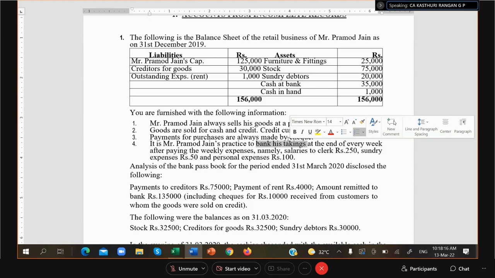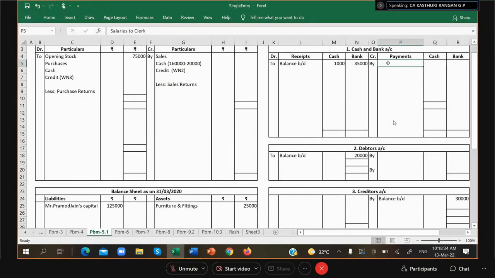What is the balance that we do not know. How much he collected that we do not know. But one thing we know: every week he pays salary, sundry expense. He draws 100 for his personal purpose. That is from cash. So therefore, in the cash account, we should put by salary to clerk, by sundry expense, by drawings, all from cash.